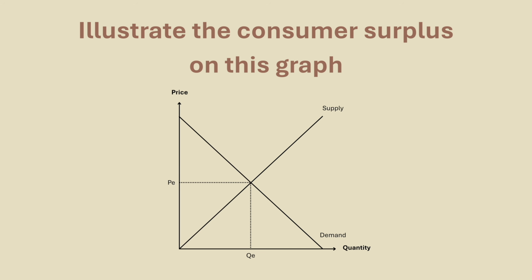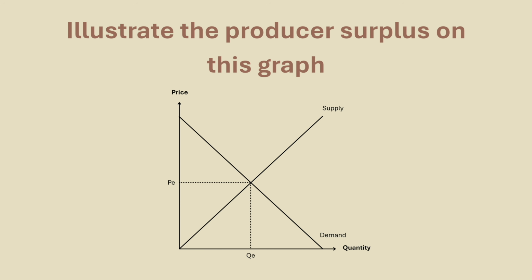Illustrate the consumer surplus on this graph. Here's the answer. It is the triangle between the demand curve and the equilibrium price. Illustrate the producer surplus on this graph. It is the triangle between the supply curve and the equilibrium price.